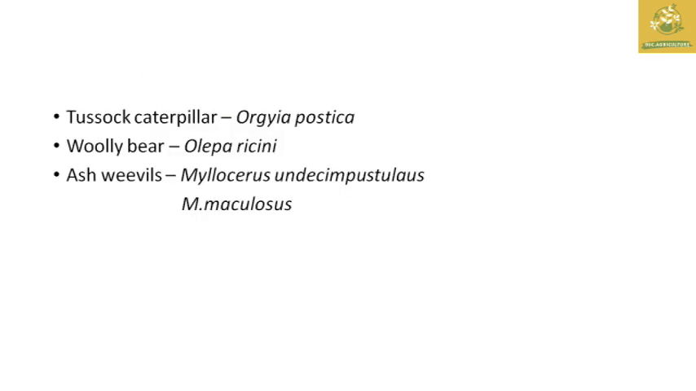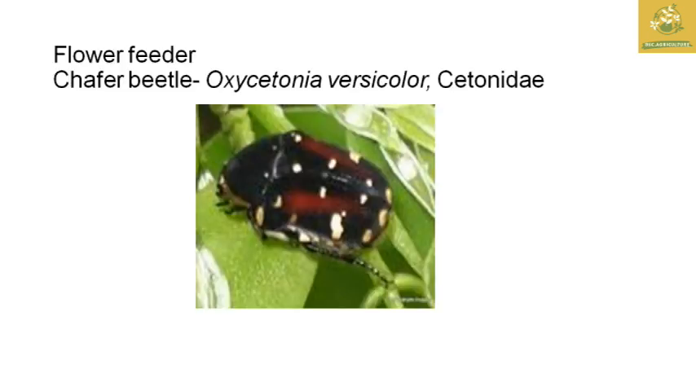So some other pests present in Jatropha are tussock caterpillar, woolly bear as well as ash weevils. So the final one is flower beetle or else chafer beetle, where the scientific name is Oxycetonia versicolor and the family is Cetoniidae. So it is its picture.